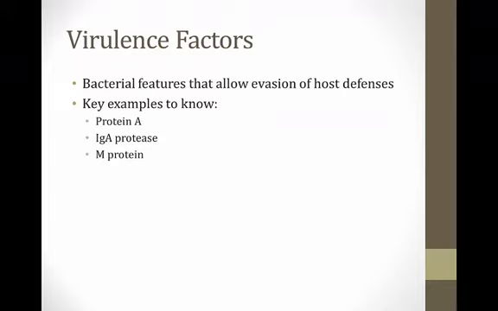First let's talk about virulence factors. These are features of bacteria that allow evasion of host defenses. There are lots of virulence factors that have been identified for various bacteria, but three that you definitely should know, especially for USMLE Step 1, are protein A, IgA protease, and M protein.